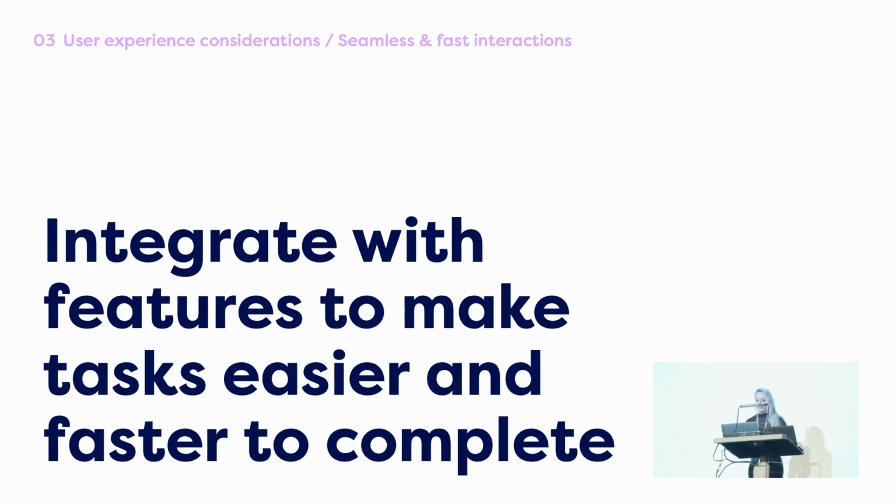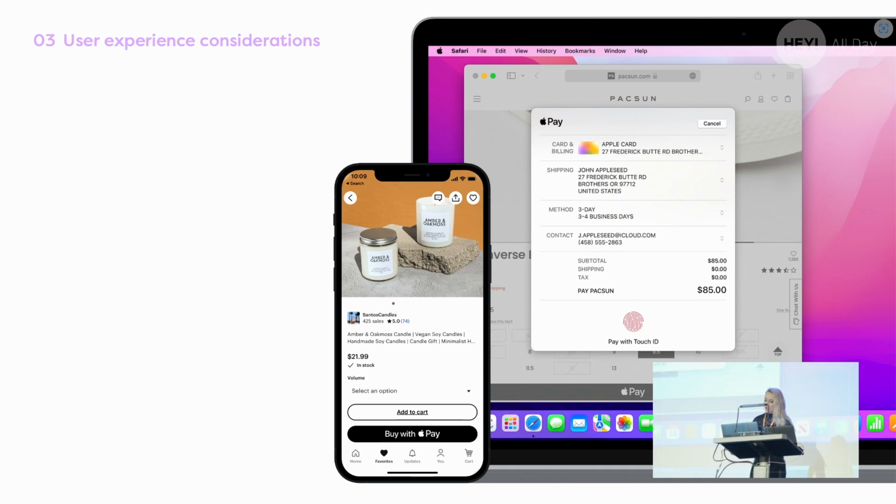Next, integrate with features to make tasks easier and faster to complete in your PWA. One of my favorite examples of this is that PWAs work with the Payment Request API. So if the main user flow for a project involves buying something and needing to go through a checkout process, thinking about what you can include feature-wise that makes that process as pain-free as possible is great. Use things like autofill to fill in the details and use web payments.